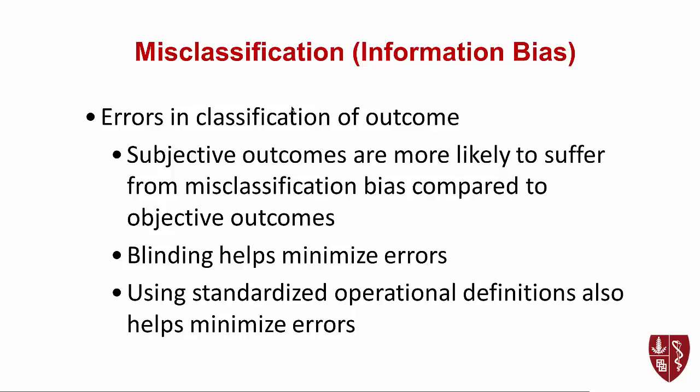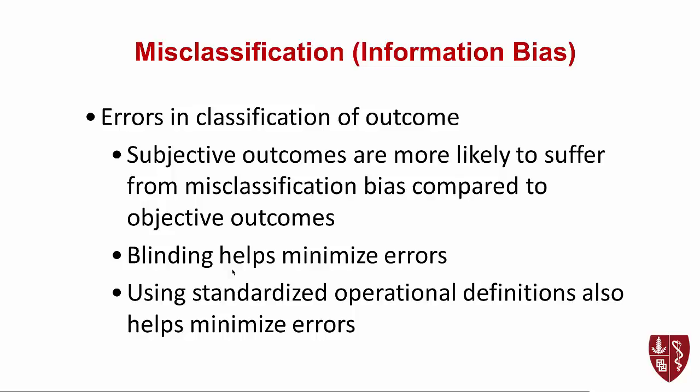Now, similarly, we can think of errors in misclassification of the outcome. So this is where you assume, or based on the way you're ascertaining the information, that someone has actually improved when in reality they haven't, and vice versa. So as we can imagine, subjective outcomes are more likely to suffer from misclassification bias, especially when the intervention cannot be blinded, because just due to expectation, if someone knows they're getting a treatment and it's a subjective outcome, then they're more likely to say, yes, they are getting better because they are on treatment.